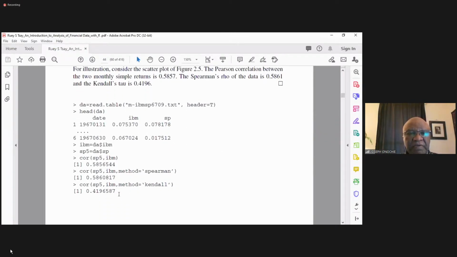Remember I gave you the page numbers. These are the commands to calculate the Pearson, the Spearman, and the Kendall. So just give these commands, you get those numbers, and then you move on from there.